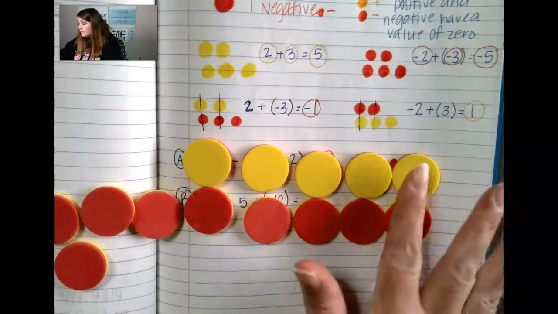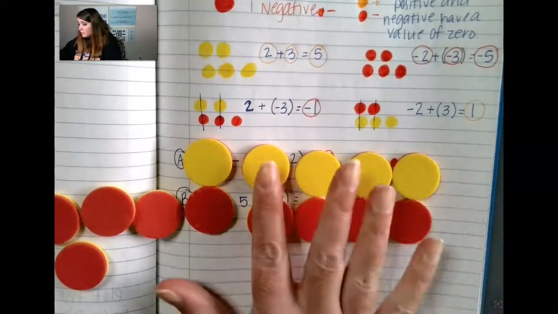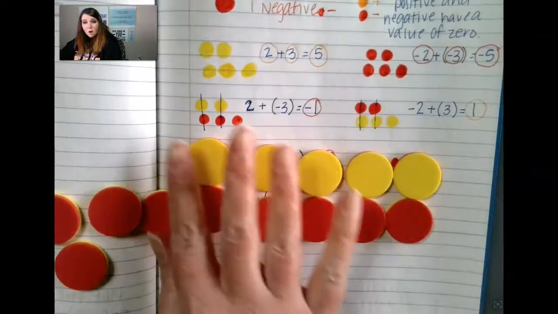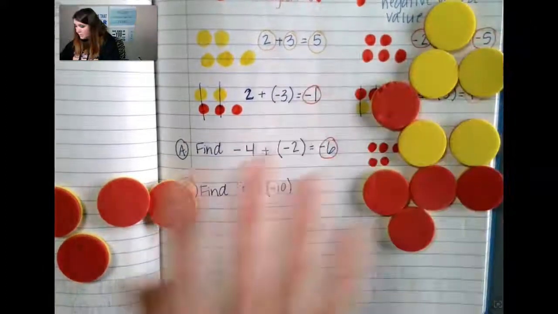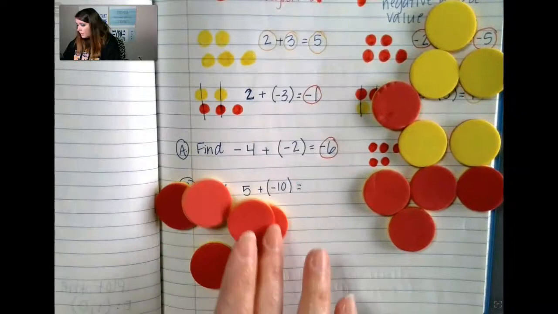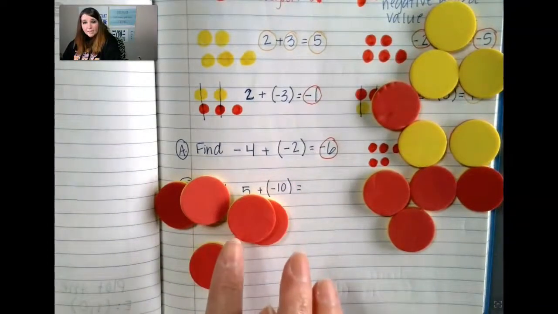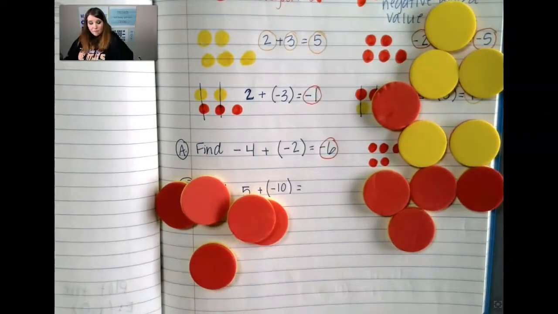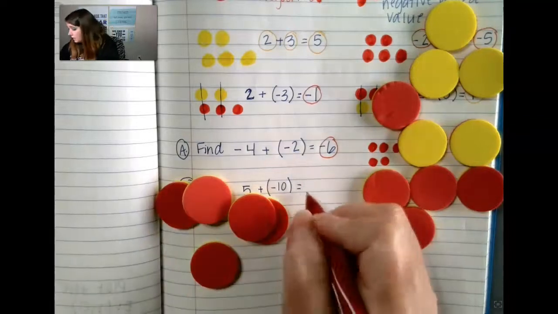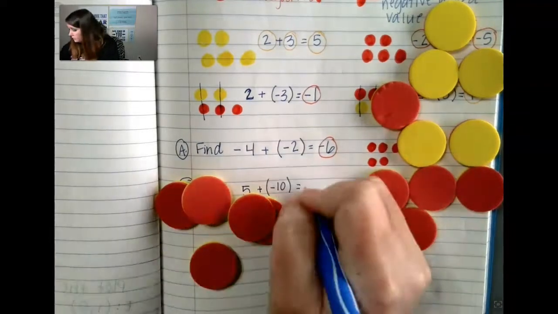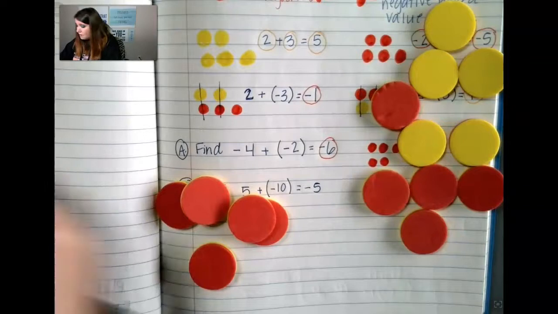Okay, so 0 pairs, 0 pairs, 0 pairs, 0 pairs, 0 pair. So all of these are going to go away and I am only left with 5 reds or negative 5. So it equals a negative 5.